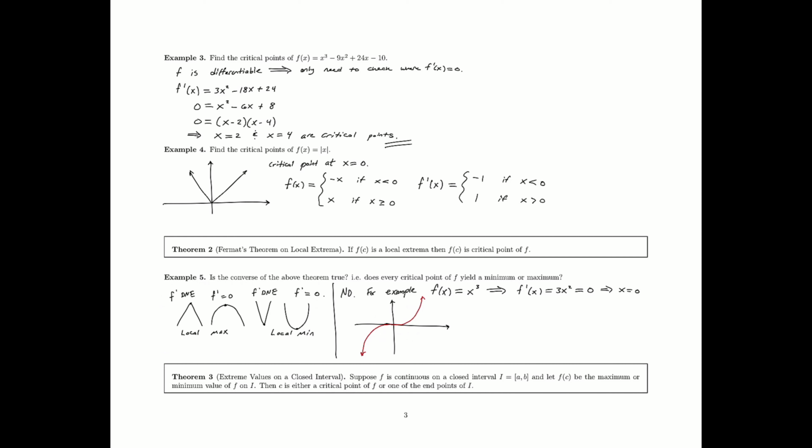All right. This next theorem, theorem 3, is about the existence of extreme values on a closed interval. So whenever we have a function that is continuous and defined on a closed interval, then we know that the function does obtain a minimum and maximum value on that interval. So those are the two things we need: continuous and defined on a closed domain.